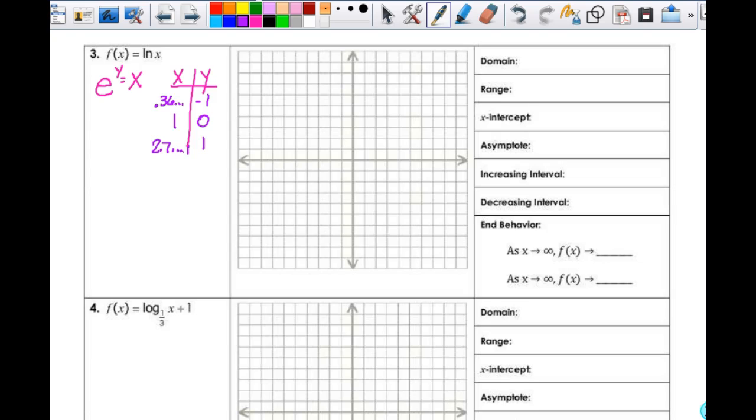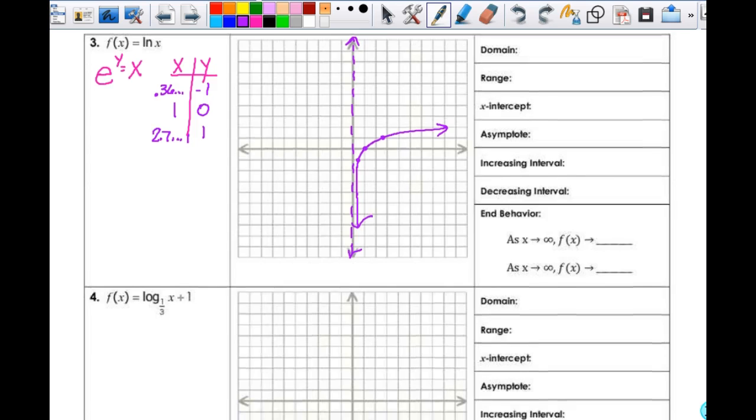Okay. So then I go and I plot my points. When x is about 0.36, so it's about 1/3 of the way, y is -1. When x is 1, y is 0. And when x is about 2.7, y is 1. I have an asymptote at x equals 0, and I draw my graph. It looks something like that. It looks very much like your one where you had a base of 3, right? It shouldn't be that much different. Okay. Everybody okay with all that?